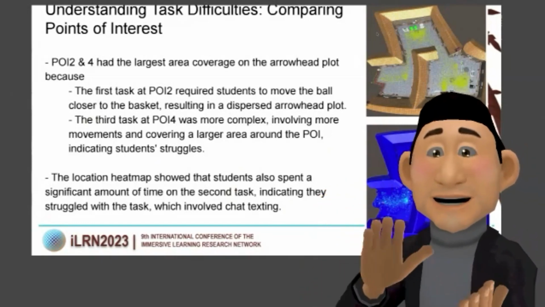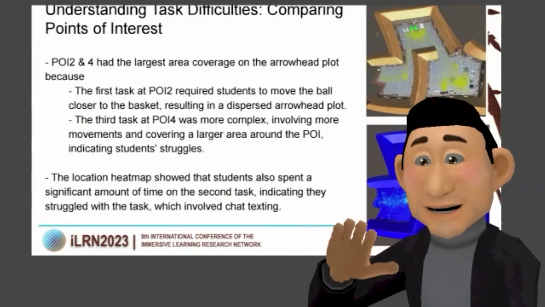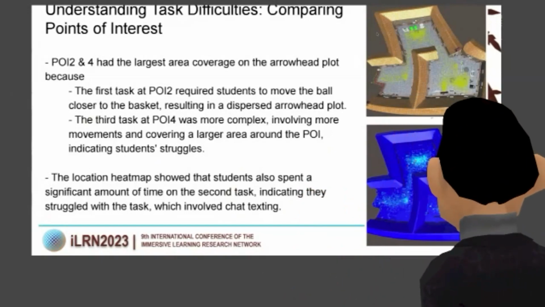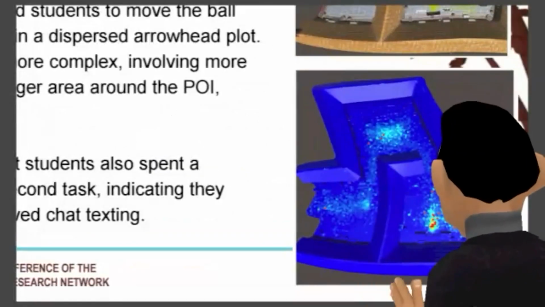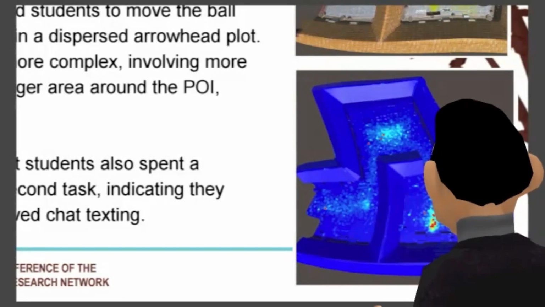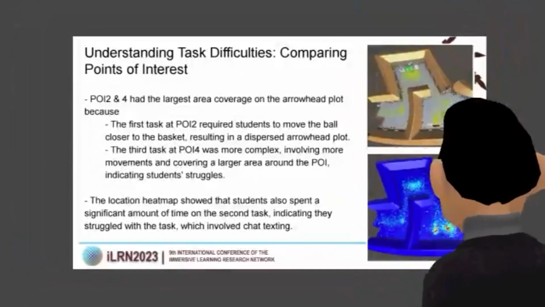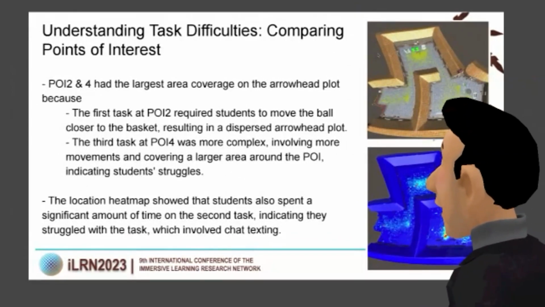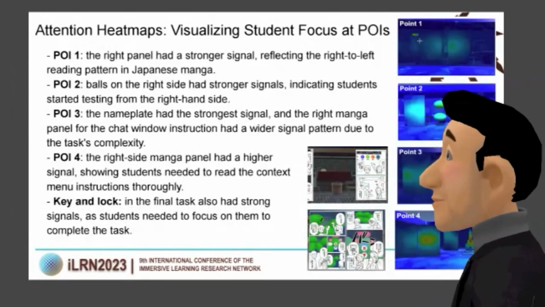And you don't have to move to use the chat texting. So that's why they don't move a lot. That's why the space is narrow, but they have to spend a lot of time to finish the tasks. That's why it's narrow, but with dense spots. So that's the finding. That's the interpretation of the finding.